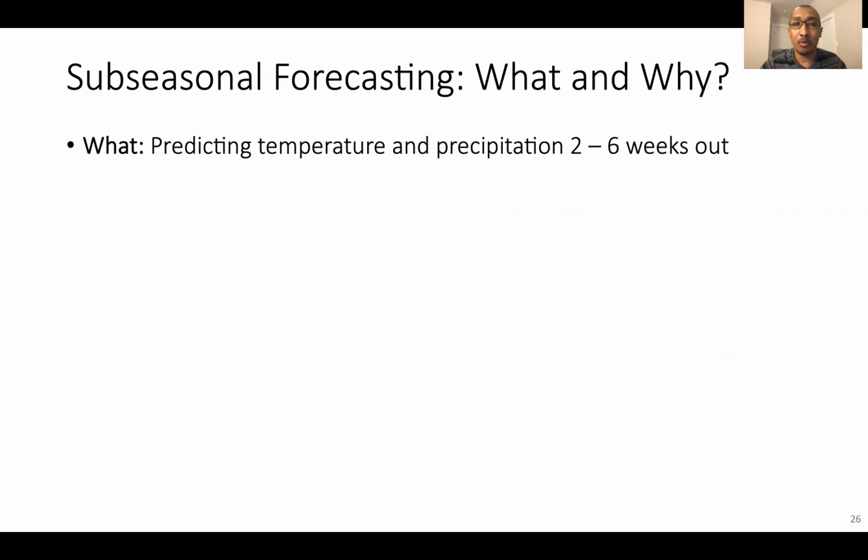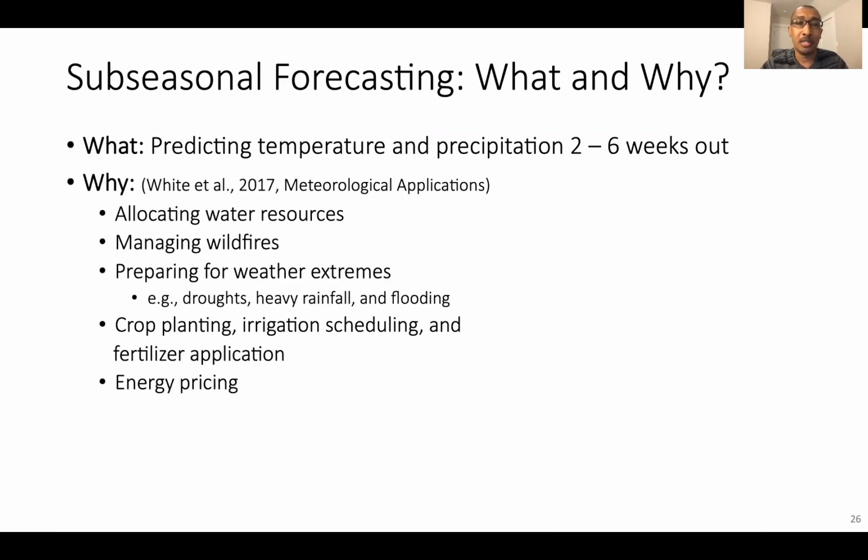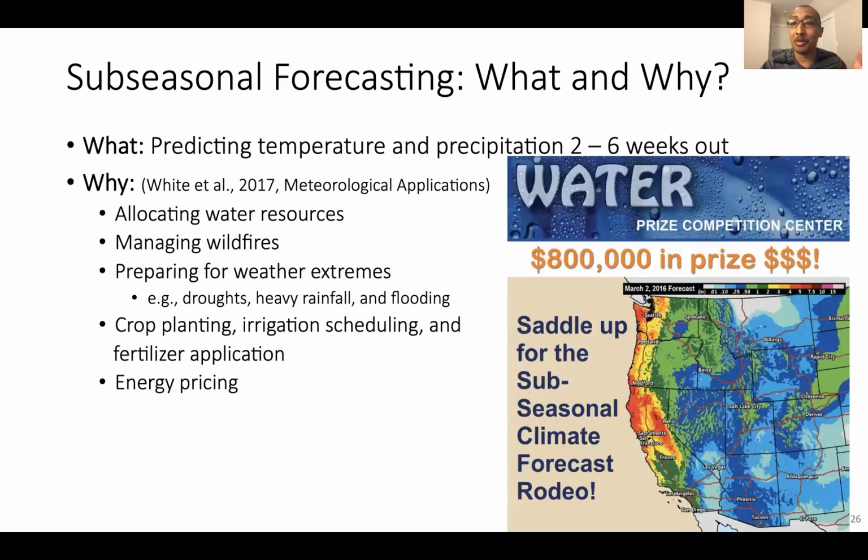So for the purposes of this talk, we'll say subseasonal forecasting means predicting temperature and precipitation 2 to 6 weeks out. Why do we want to do this? Well, it's important for allocating water resources to farmers, for managing wildfires, preparing for wet weather extremes like droughts and floods. And it has an increasing number of applications to crop planting, irrigation, and energy pricing. On top of all of that, in the past couple of years, there have been a number of competitions around improving subseasonal climate forecasting. And they've been called the Subseasonal Climate Forecast Rodeos.